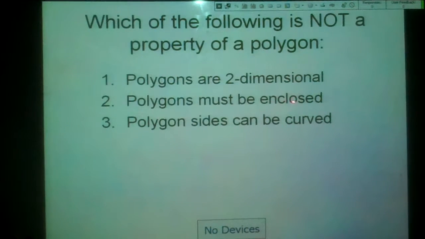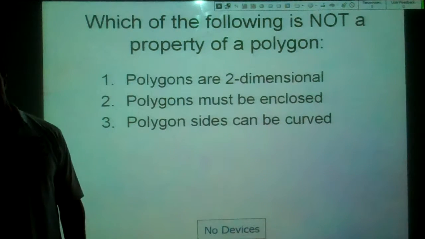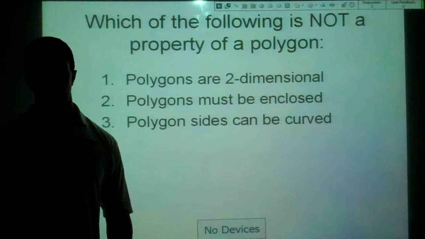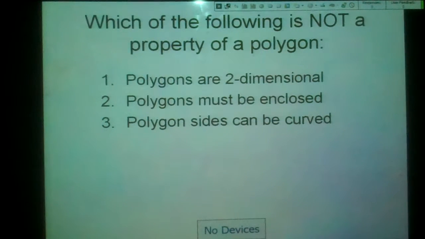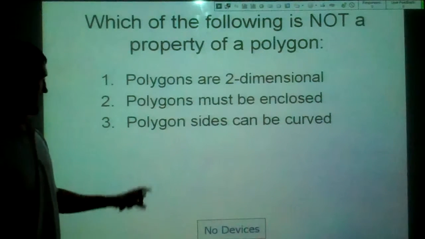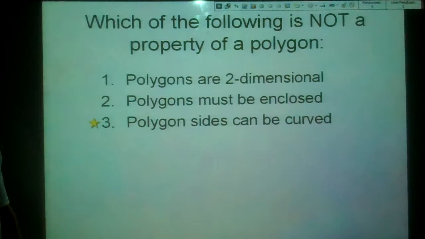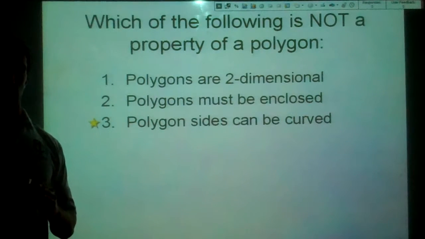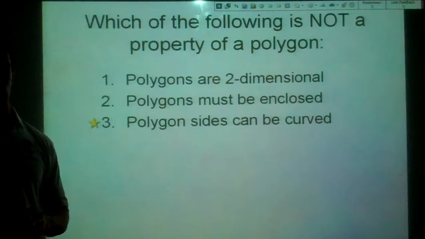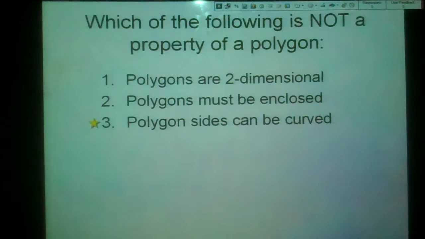Number 2, polygons must be enclosed. This is also true. Polygons have to be enclosed. There can be no gaps or spaces in between segments. Number 3, polygon sides can be curved. This is the one that's not true. Polygon sides are always going to be straight, and they will always come to a point. There is no curvature for the sides. So if you see a circle tomorrow, you know that it's not a polygon.